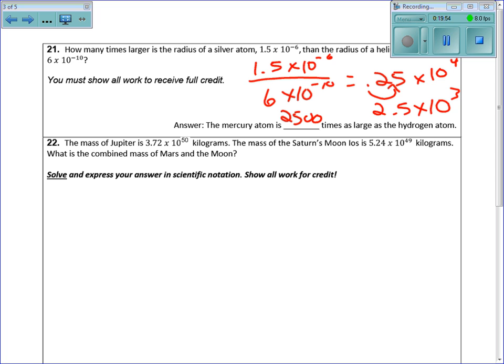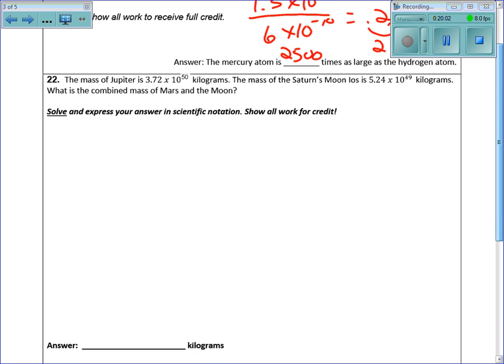2,500 times larger. So practice that division. You need to divide by hand, you need to multiply by hand. The only way you're going to get it is by practicing. So in this question, I changed the first exponent to a 50 instead of a 60. They want to know the combined mass. Just ignore what they're calling them. It just says combined mass.